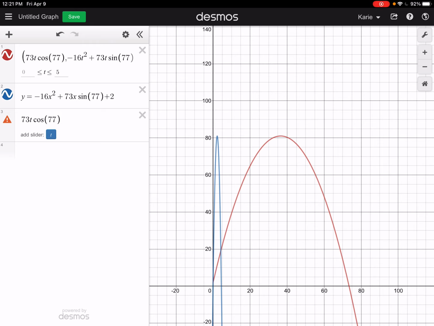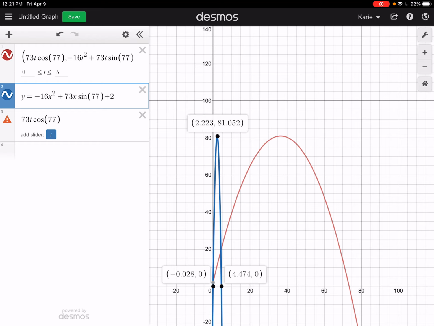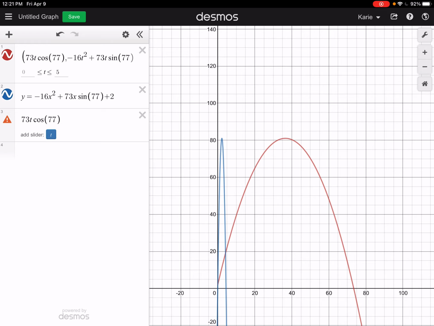What I did is, in red, I have the parametric equation where I wrote it as an ordered pair. And then in blue, I took just the y portion and I wrote it as a rectangular or Cartesian equation. And so the blue one, I can get the calculator to tell me these different values. But if I click on the red, nothing happens.